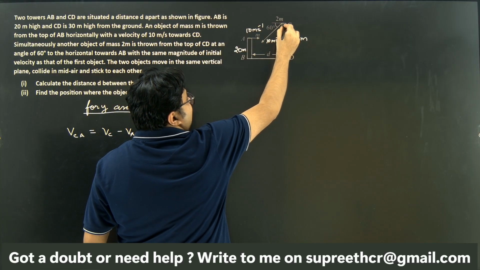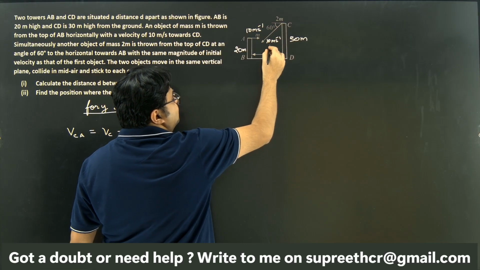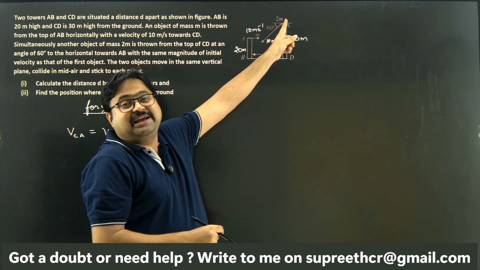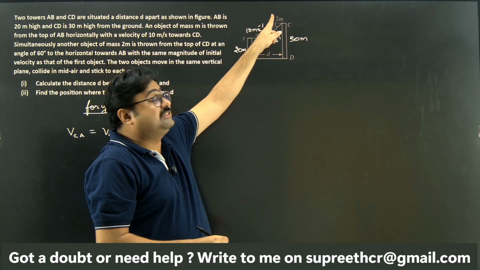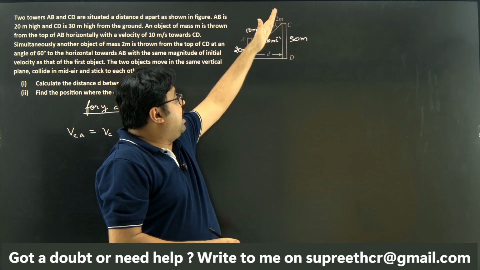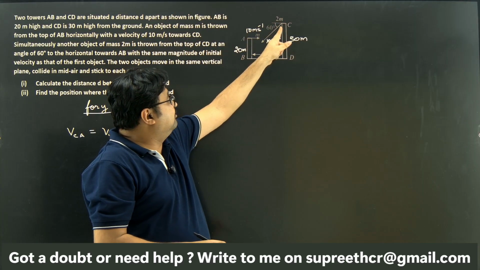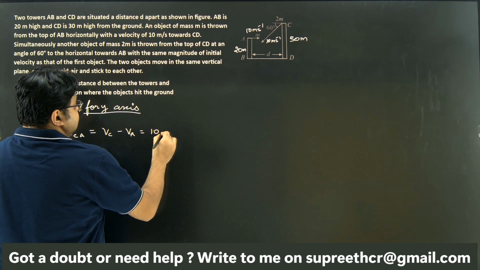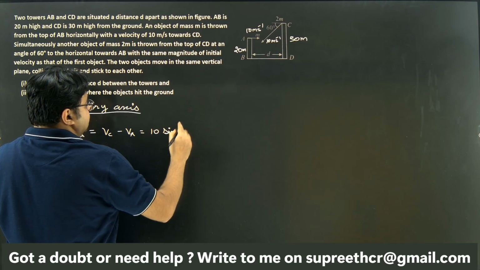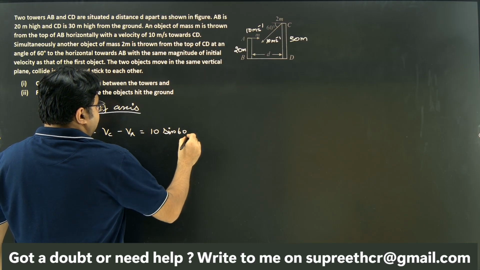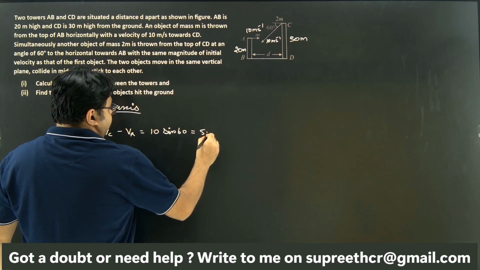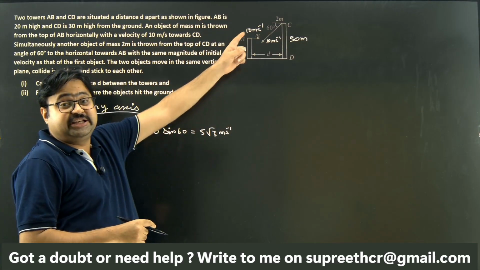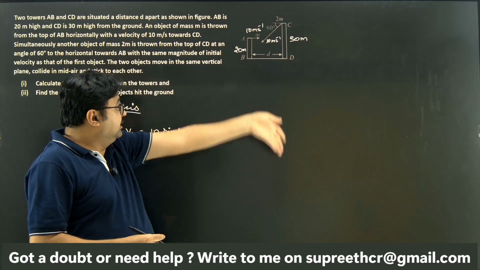Vc is the velocity of particle C in the downward direction. Don't you think the velocity of the particle in the downward direction is the sine component of 10 meter per second? Because 60 degrees is the angle that it makes with the x direction. The theta sticks to the x-axis, so the y-axis will have the sine component of the vector. So this is 10 sine 60 degrees, which is going to be 5 root 3 meter per second. That's the velocity of C as seen by A in the downward direction.